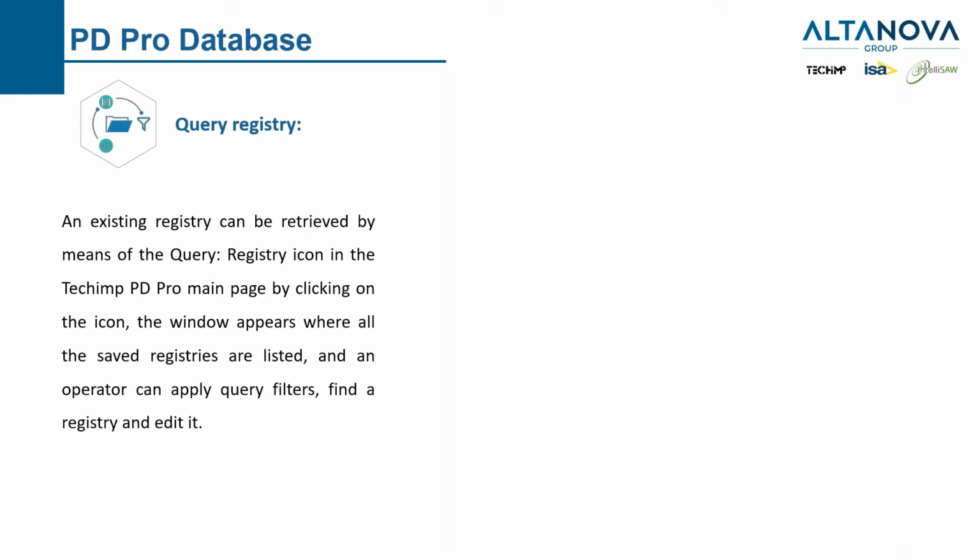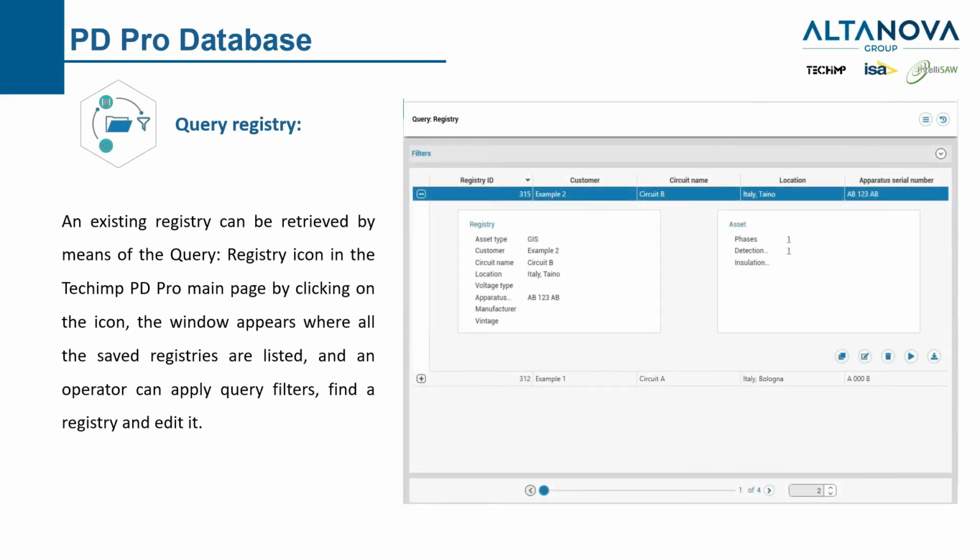Now we'll see the query registry function. We can retrieve all the existing registries from the query registry function. We can select it one by one. If you see, we have some columns like ID of the registry, that is a number, customer name, circuit name, location, or apparatus serial number.